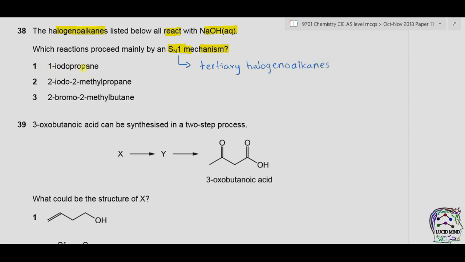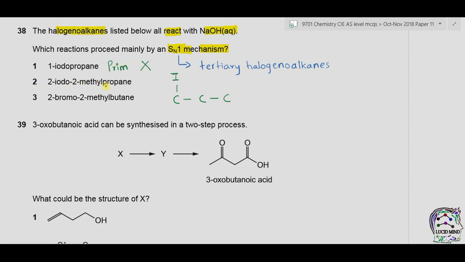Let's find out which one is tertiary. First one is 1-iodopropane. So we have 3 carbon atoms in the long chain as it is propane, and iodine is present on first carbon atom. As we can see that the carbon atom attached with iodine is directly attached with just 1 carbon atom, so therefore it is primary halogenoalkane. So 1 is incorrect.